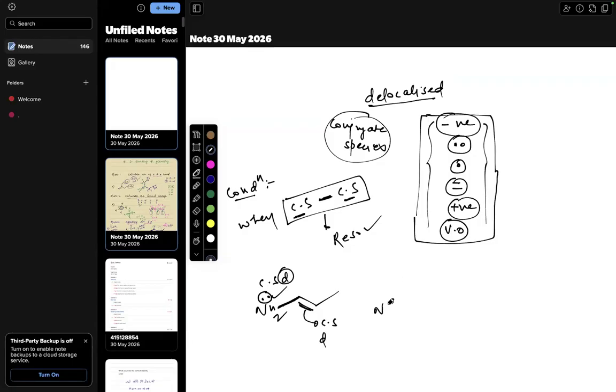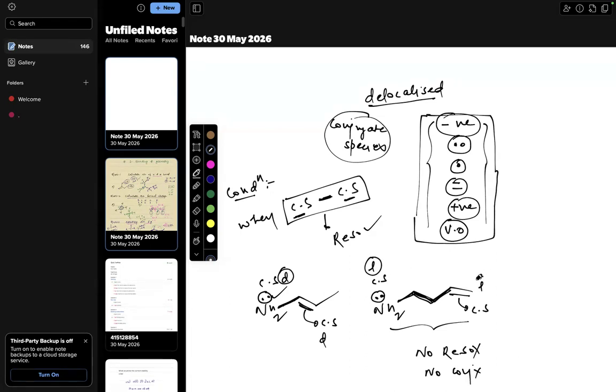Okay, another one, suppose this one. Now you can see this lone pair, which is a conjugate species. This one is also a conjugate species, but we don't have a single bond between them. We have more than one single bond. So both are not in resonance, no conjugation. It means this is localized and this one is also localized. Make sense?